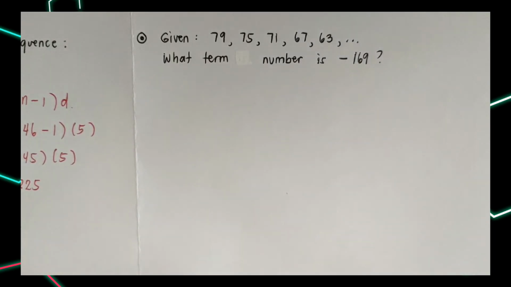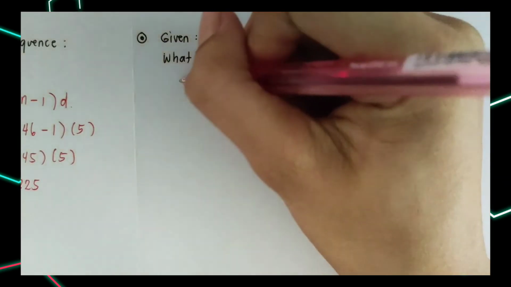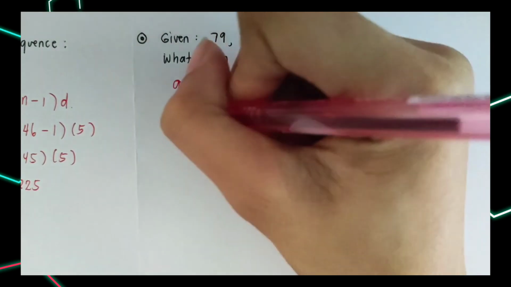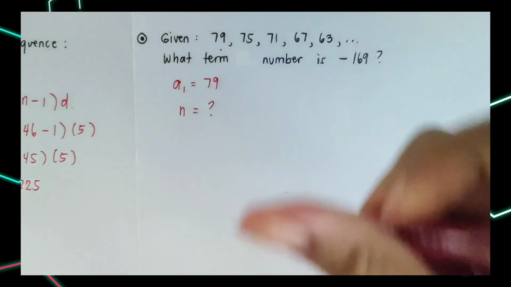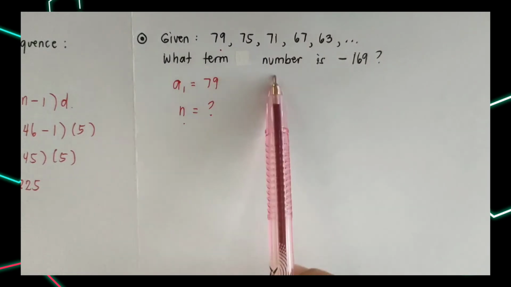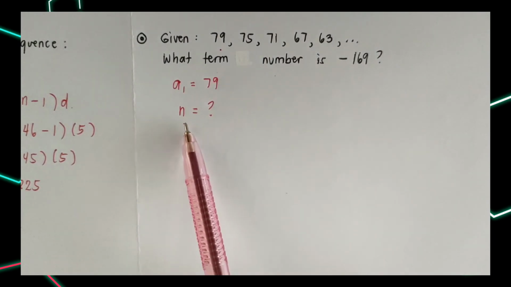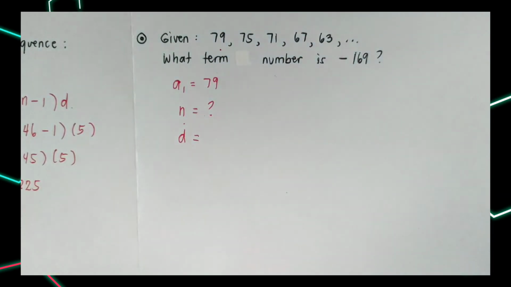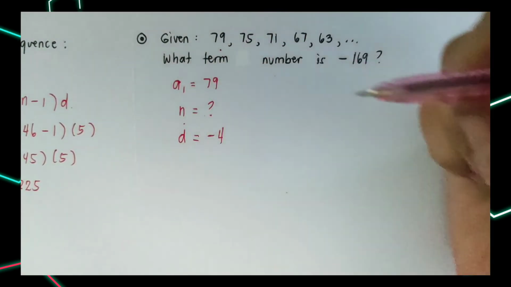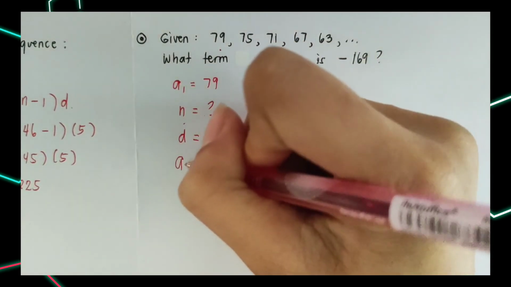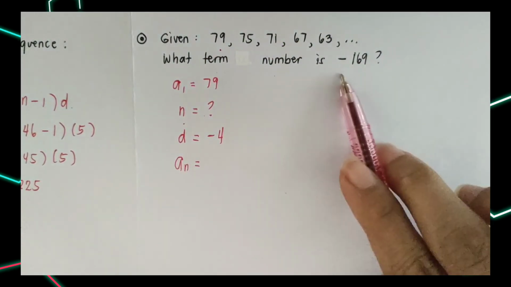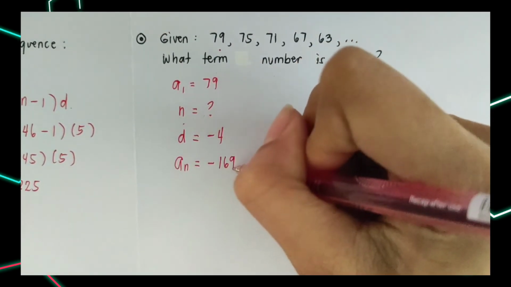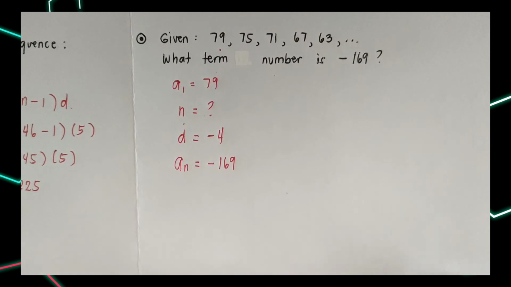Okay, first let us input the given values. Our a sub 1 is 79. n is missing because n represents the term number or the term position. So that will be our problem today. The common difference is negative 4. And then our a sub n, the given here, is negative 169. Okay, we are now ready to compute.